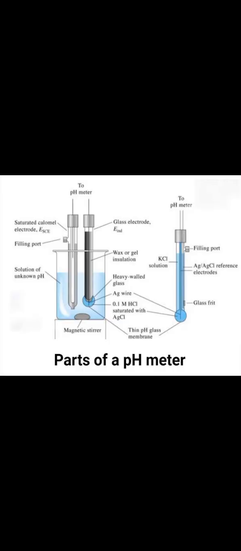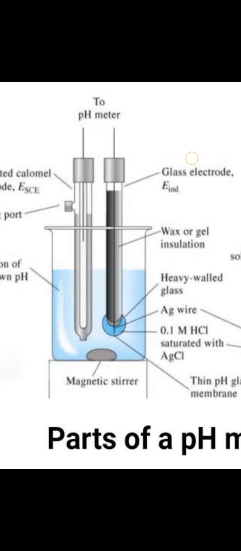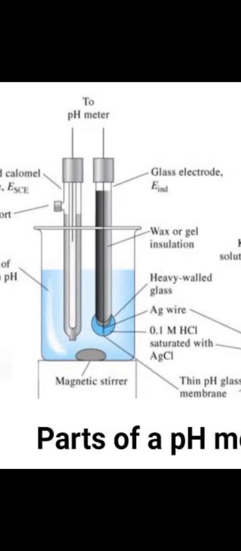So this is the structure of parts of a pH meter. We can see that the saturated calomel electrode is there, a filling port is there, a solution of unknown pH, and then the ends are connected to the pH meter.